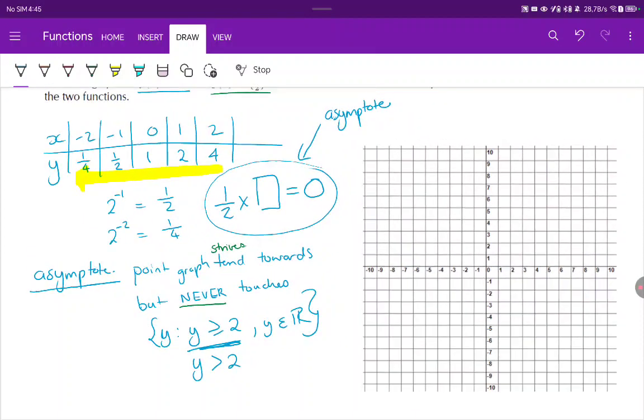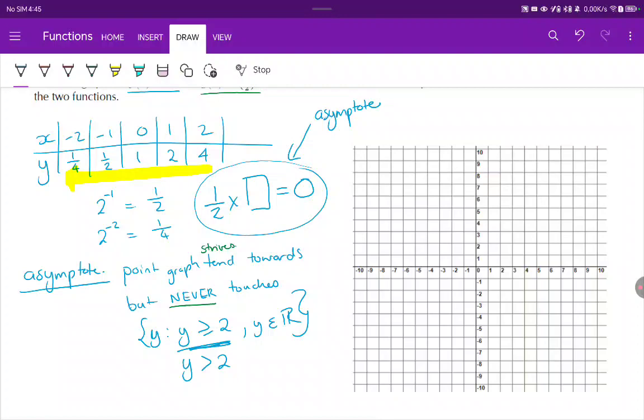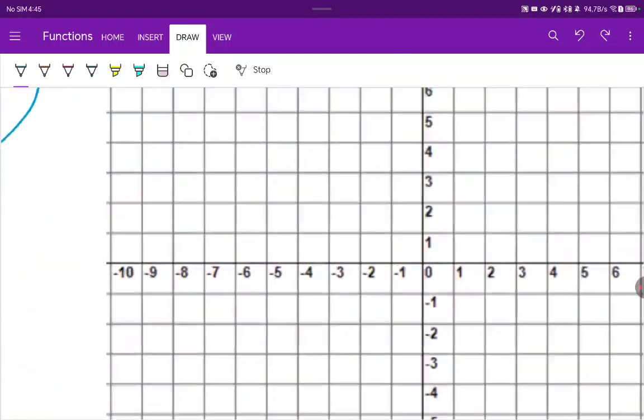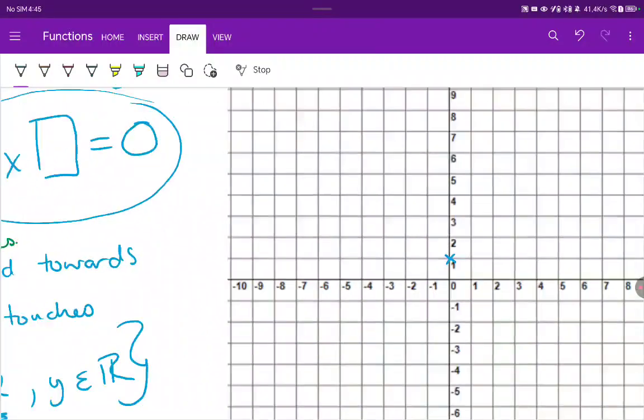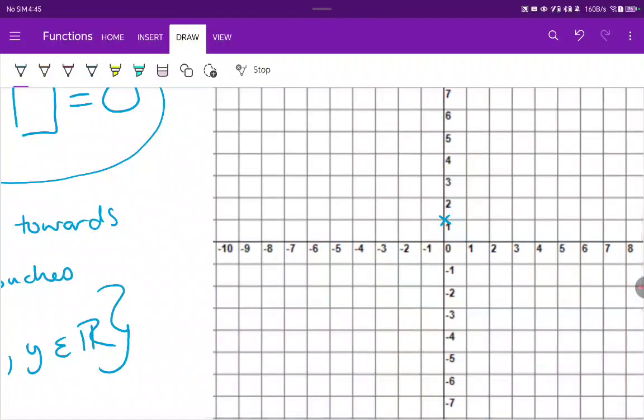So at this point, we now have points that we can plot, and we also have a little bit of theory with regards to the asymptote. Okay, let's go ahead and plot this, and we're going to say, okay, we're starting with x is 0, y is 1, so 0, 1, and then 1, 2, and 2, 4, and then we have -1, 1/2, and we have -2, 1/4.